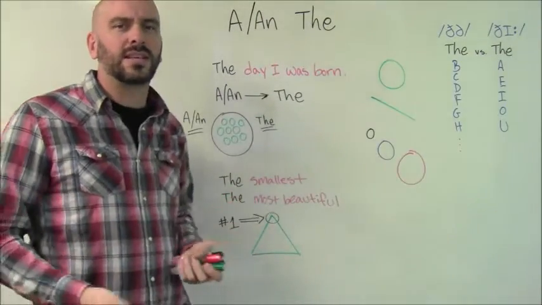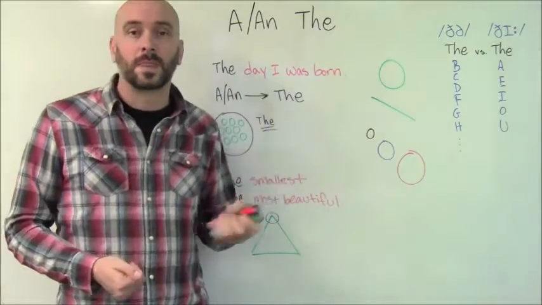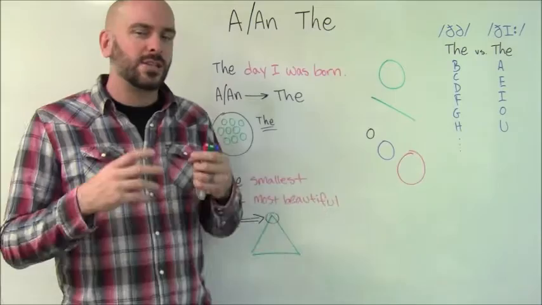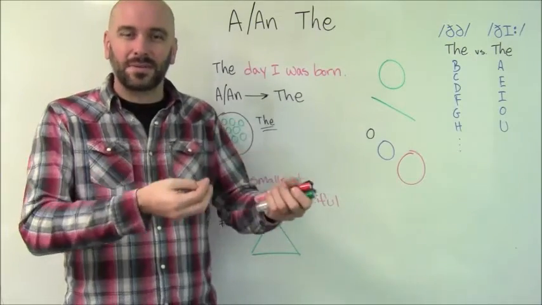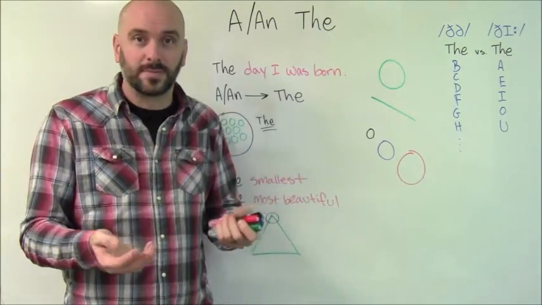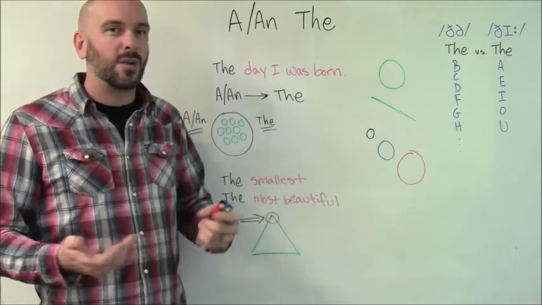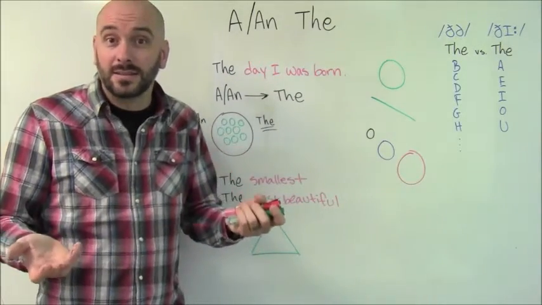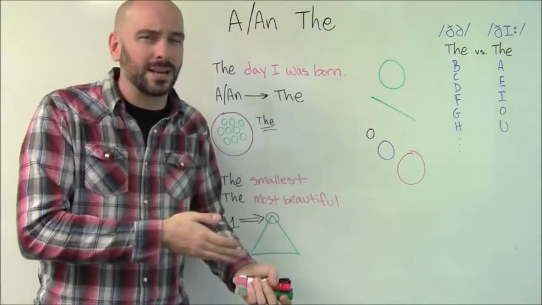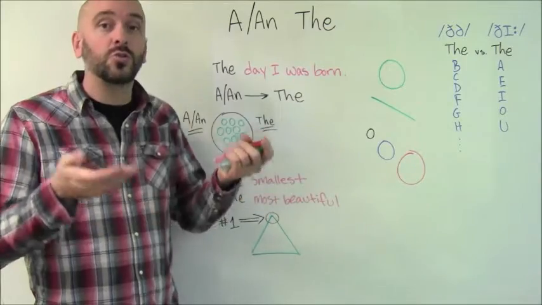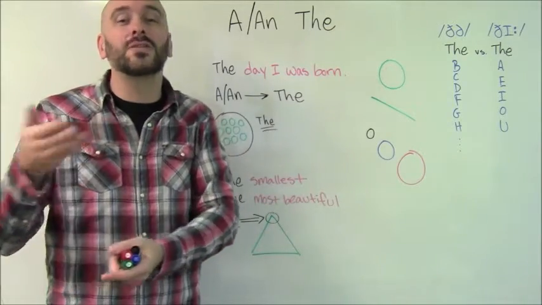Okay, so now let's take a look at the word the. The is slightly different than a and an. It talks about one specific thing, time, or event. So for example, the day I was born. I was born on a day in June, because there are many. But the day I was born on was June 23rd, the 23rd day of June.